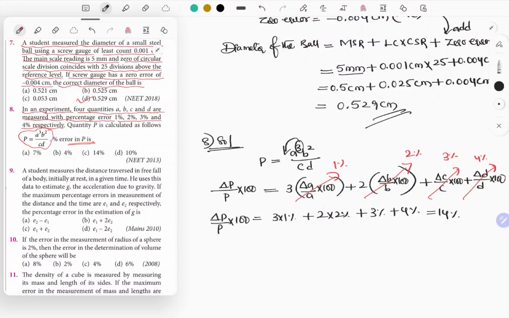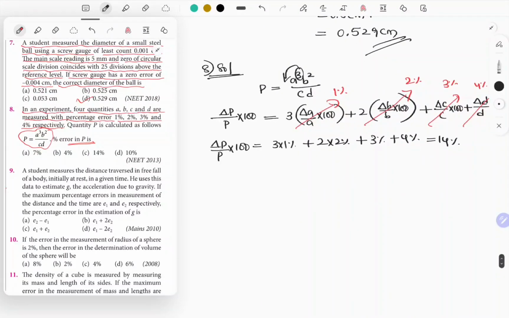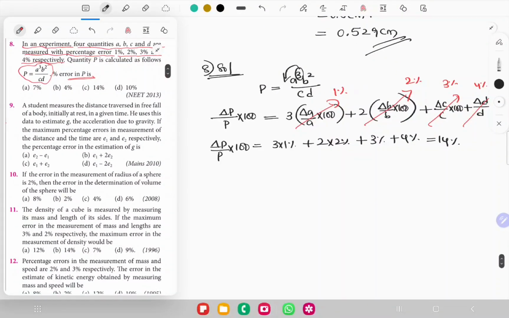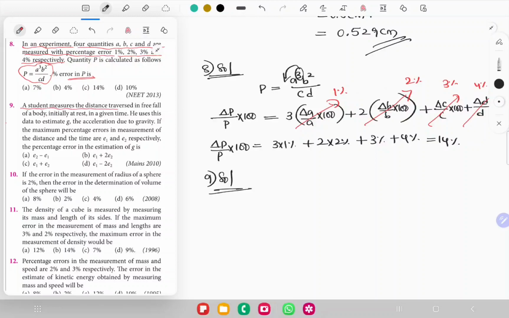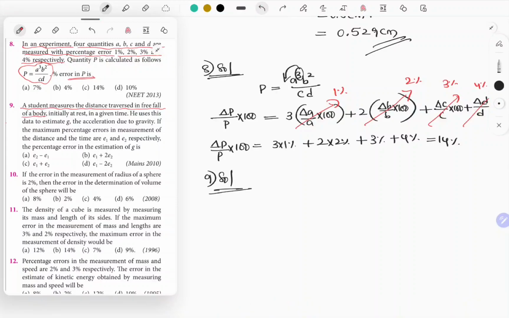Hope you understood, guys. Go through each and every question. I'll explain them very clearly. Let's get into the 9th question. Let me read it out. A student measures the distance traveled in free fall of a body. Okay, look at this. Whenever any object is under free fall, what is the initial velocity of the object? It is equal to 0. Initial velocity of the object is equal to 0.